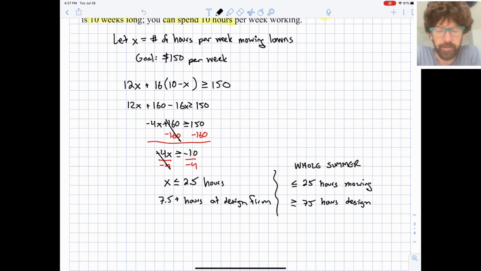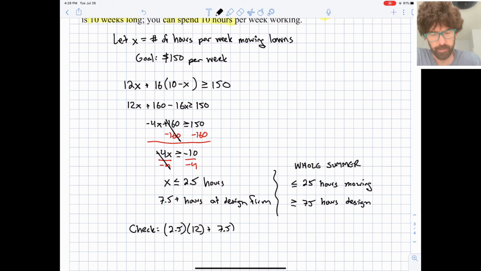All right, and so I think it's always good to do a quick mental check. Does that kind of make sense? What if we did exactly 2.5 hours mowing lawns and exactly 7.5 hours at the design firm? So we can do a check down here. 2.5 times the $12 an hour plus 7.5 times the $16 an hour. What does that equal? And that does equal exactly $150. So the answer seems to make sense. It looks like we did it correctly. And that's a good place to stop right there.